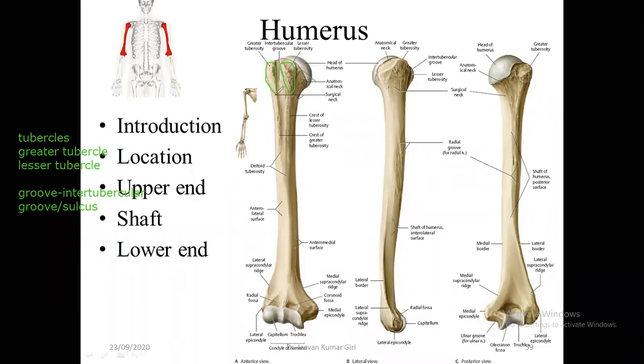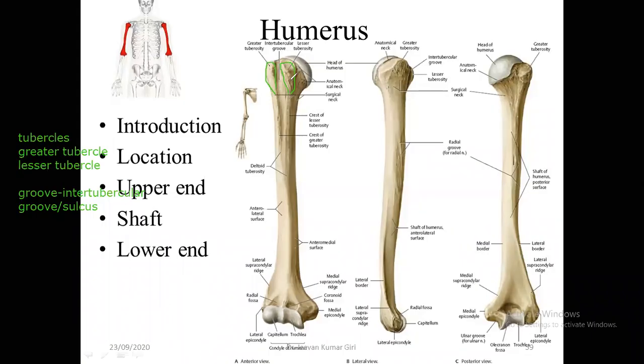Terminology you already know. What do you mean by tubercle? They are irregular bony prominences. So these are the two tubercles. The lesser tubercle faces anteriorly in the anatomical position, whereas the greater tubercle faces laterally. This you have to remember. The larger one is the greater tubercle, the smaller one is the lesser tubercle.